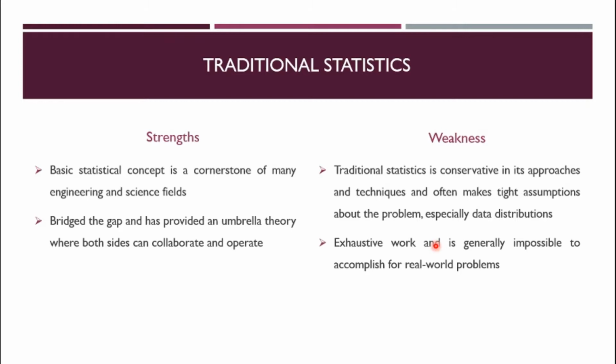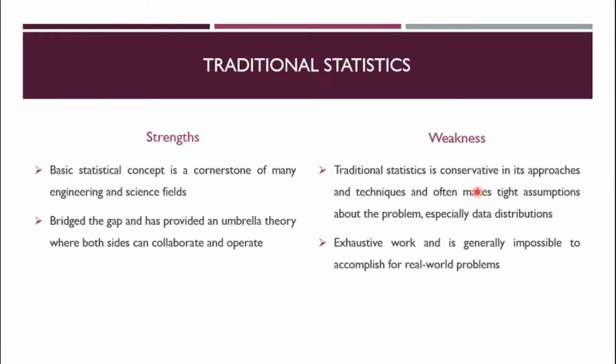Traditional statistics is a basic study of concepts and is a cornerstone of many engineering and science fields. It can be used in numerous fields and has been used and is still being used. But the weakness is that it's conservative in its approaches and you cannot use it for every single process. It's time consuming, and what you can achieve from machine learning in a few minutes might take you hours or days if you use traditional statistics.